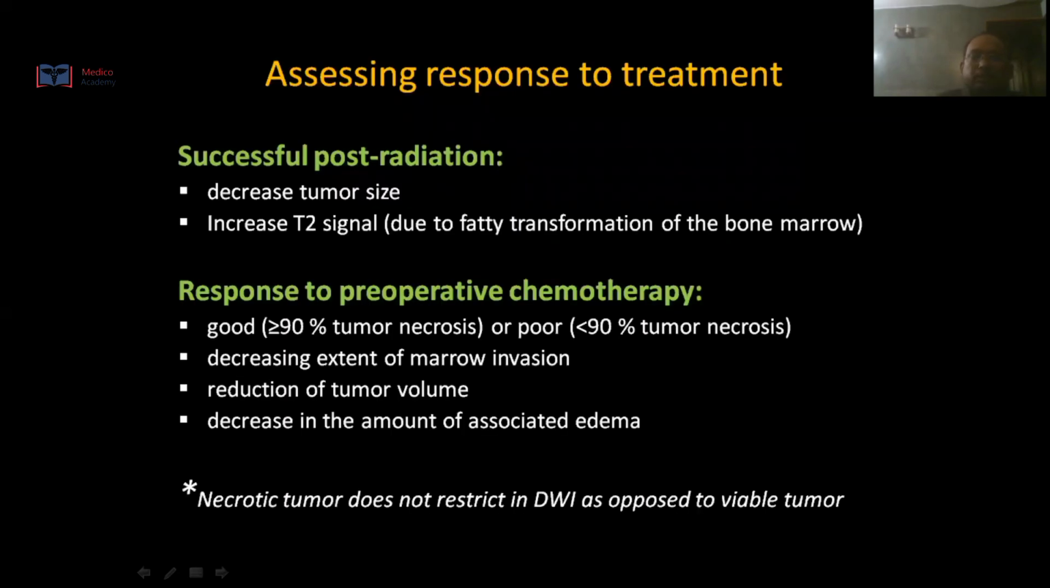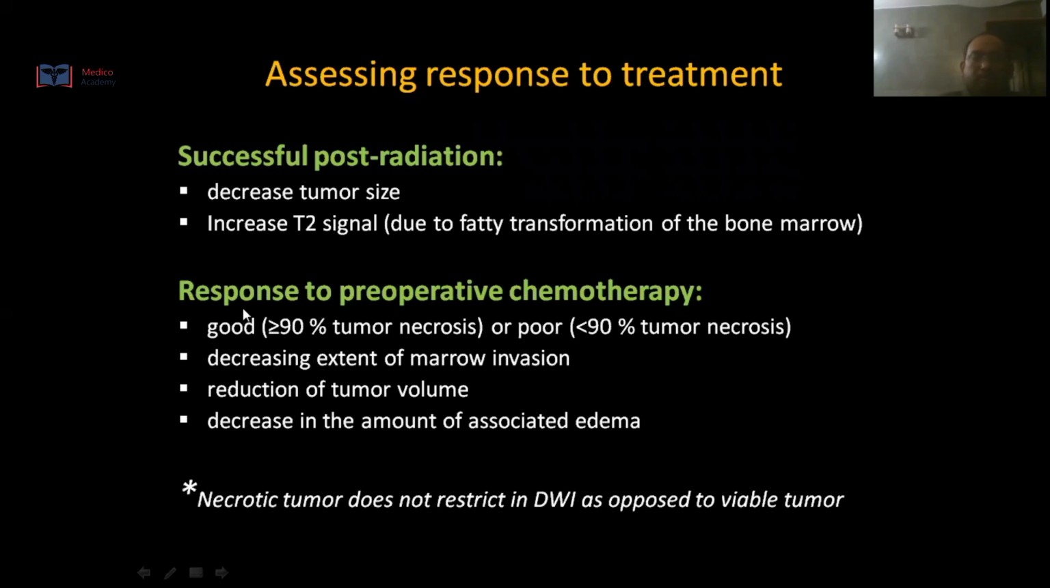Whenever we are assessing the response to treatment, what are the criteria for successful post-radiation and response to preoperative chemotherapy? Whenever there is a decrease of the tumor size and there is an increase in the T2 signal, that is because the fatty transformation of the bone marrow has happened. That says that it is a successful post-radiation case.